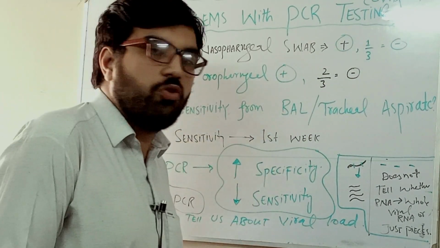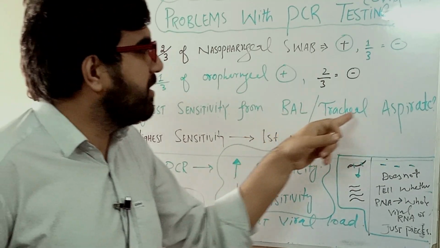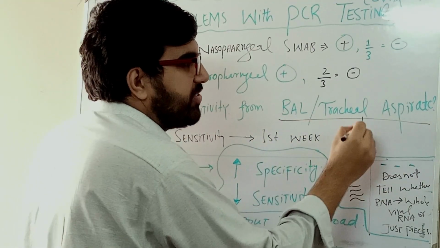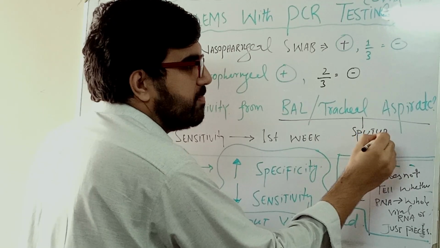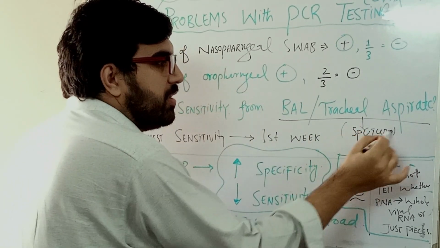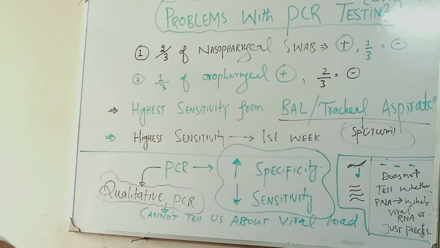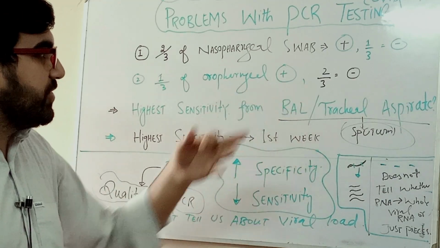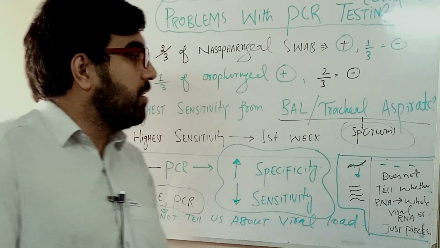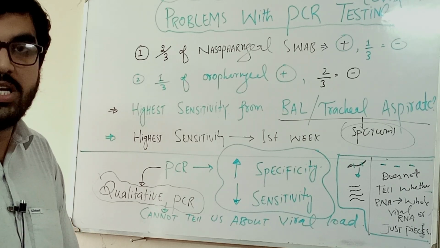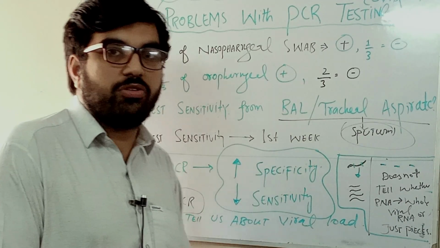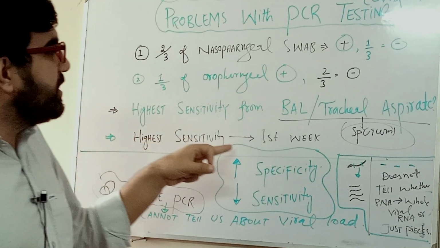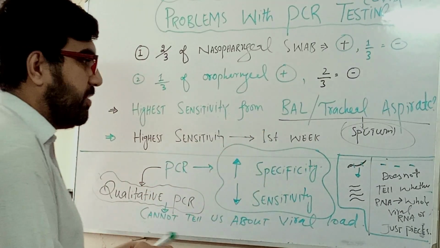The highest sensitivity seen so far is from the bronchoalveolar lavage or tracheal aspirate. But what if that is not possible? You can send the sputum, not saliva, sputum. Sputum can tell you about that. If BAL or tracheal aspirate is not available, unfortunately nowadays procedures are shut down due to COVID-19 infection, and all the staff are at risk of getting infected because of aerosol generation. And the highest sensitivity of the PCR testing is in the first week.